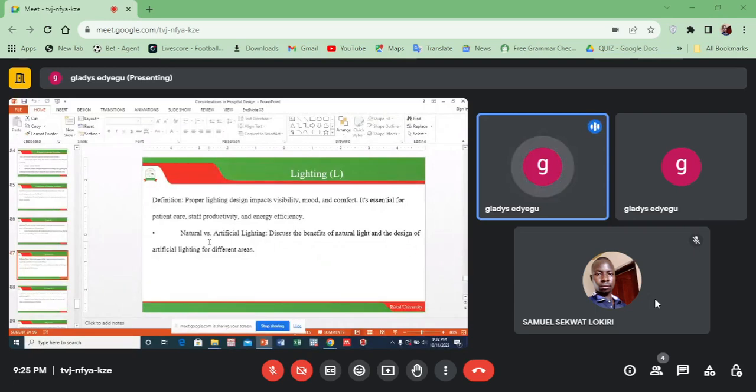So why do we need natural lighting in some specific areas when we are providing services? And why do we need artificial lighting in some areas when we are providing services? So I want us to think about that, and we really need to research on it and get to understand the importance of natural light versus artificial lighting. Why do we consider using natural lighting, and why do we consider using artificial lighting in different hospital spaces? And you get to understand the importance of each kind of it, and you'll appreciate.